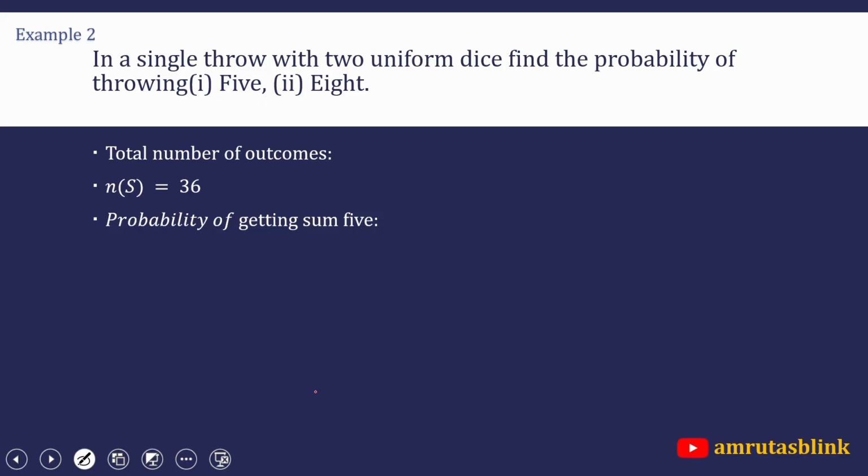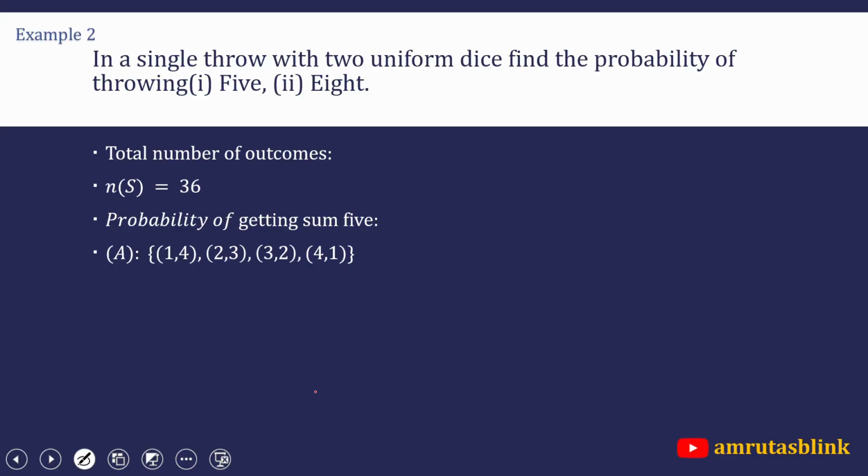Now, what we want, which is our first event, is the probability of throwing 5. That means whatever numbers are on the top face of both these dice, the summation of those numbers should be 5. So, which all possible outcomes are there? You can have either number 1 on the first die and 4 on the second die, then you have the summation as 5. Or you can have 2 on the first die and 3 on the second one. You can have 3 on the first die and 2 on the second one. Or you can have 4 on the first die and 1 on the second one.